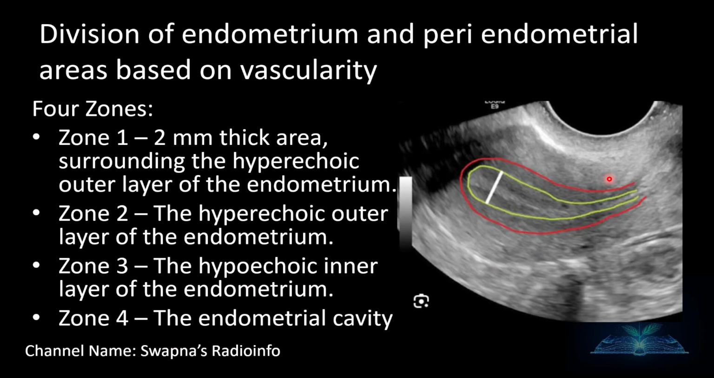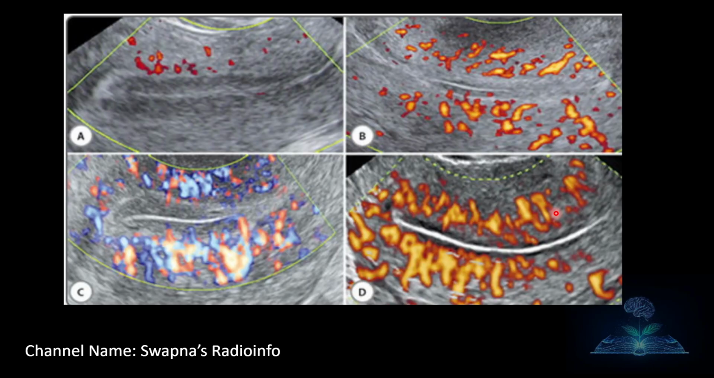So in this image, you can see very clearly, this is zone 1, this green line is zone 2. Inside the green line, this is zone 3, and the central hyperechoic area is zone 4. These are the transvaginal color and power Doppler images. You can see this red within zone 1 here, touching the hyperechoic layer. This is zone 2, inside the hyperechoic layer. This is zone 3, touching the midline echo. This is zone 4.